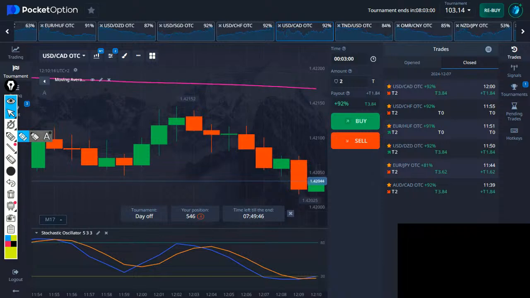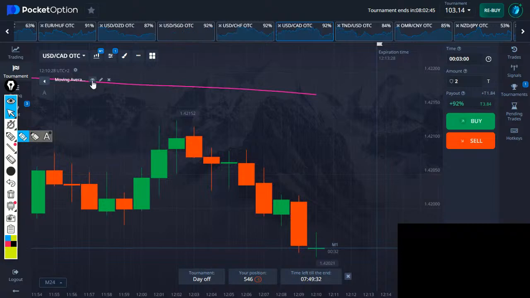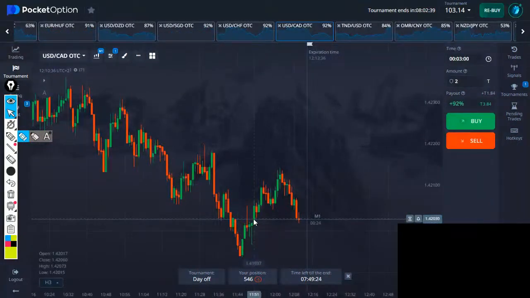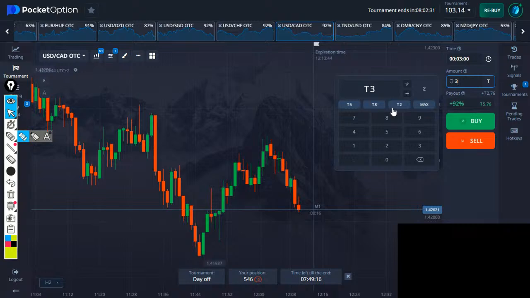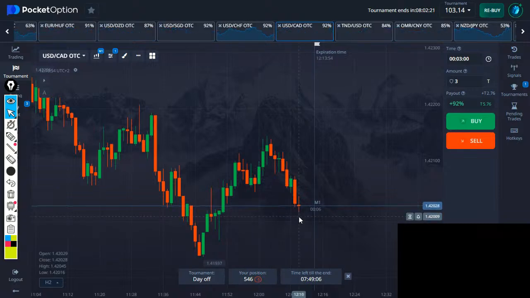Okay, so now let's change our strategy. I will remove stochastic, I will also remove the EMA. And now we will be using high frequency trades, mostly trading with higher amounts as well. Since we are trading the tournament and we don't have much time, we need to reach the highest position possible. So this is the only way you're gonna go for it.